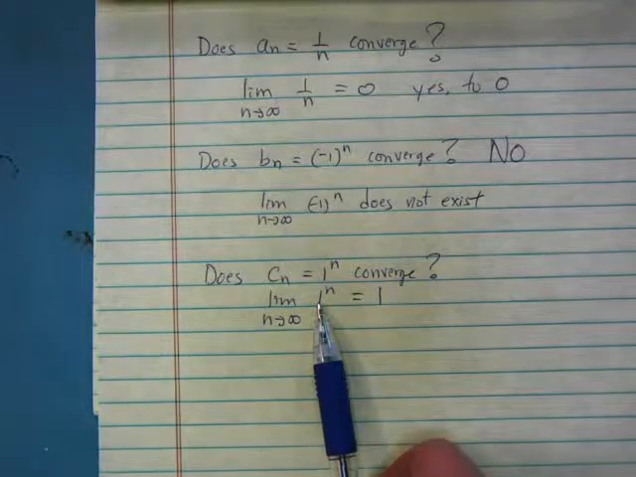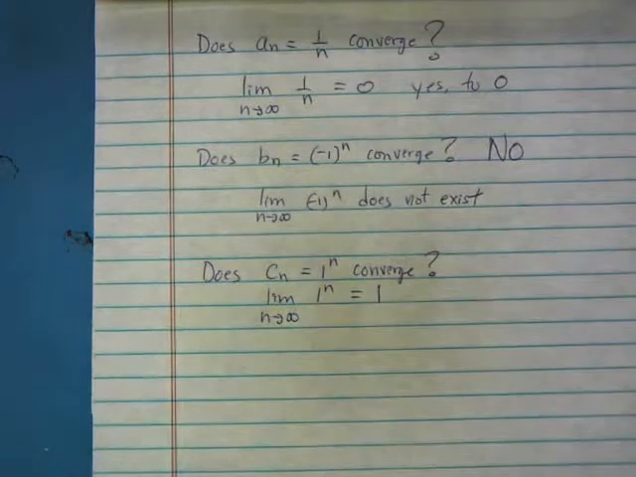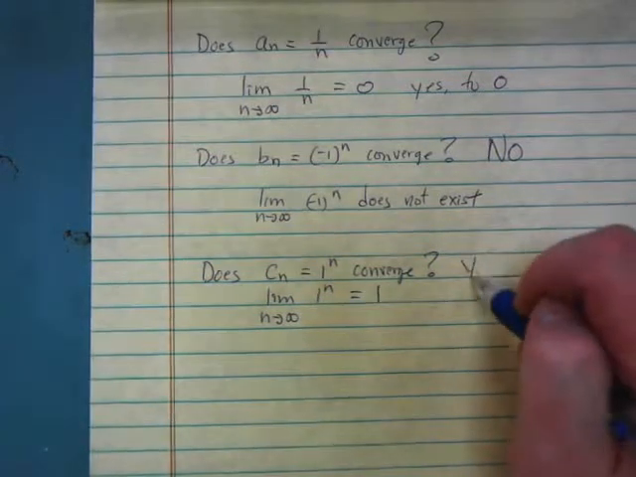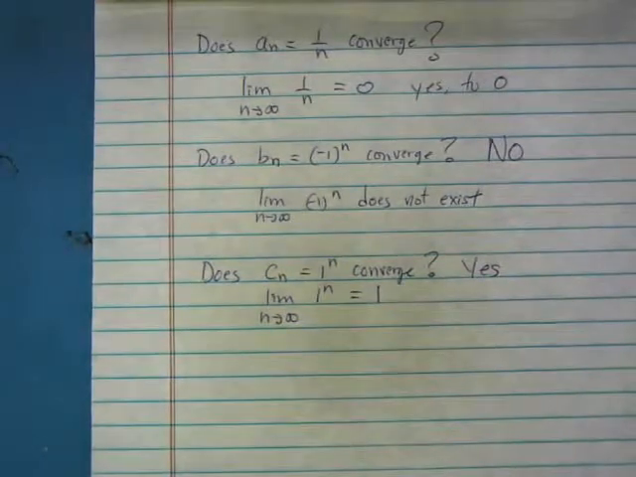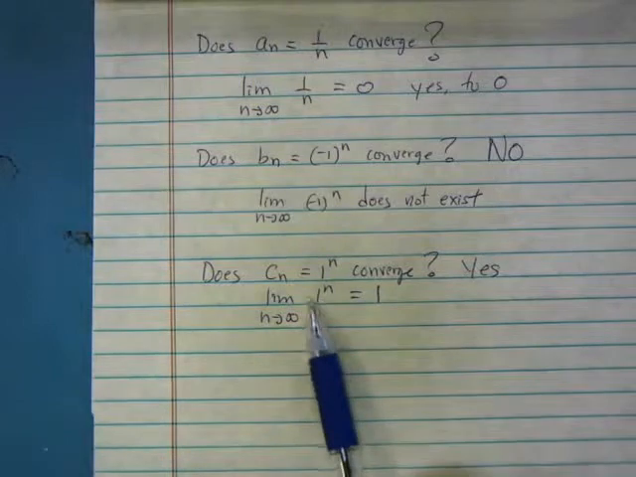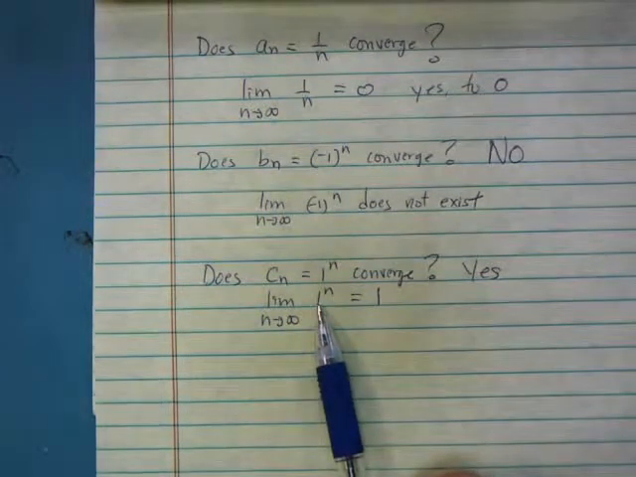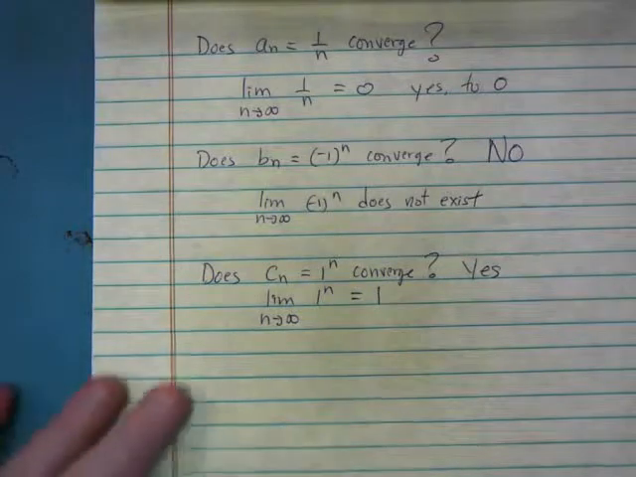1 squared is? 1 cubed is? 1 to the 10 billion is? 1 to any big number you can think of is 1, so this limit is 1, so does this converge? Yes. So you have to be very careful when you talk about 1 to the infinity. In this case, I mean exactly the number 1 to any power. That's always going to be 1. What we were looking at before might have been something different.